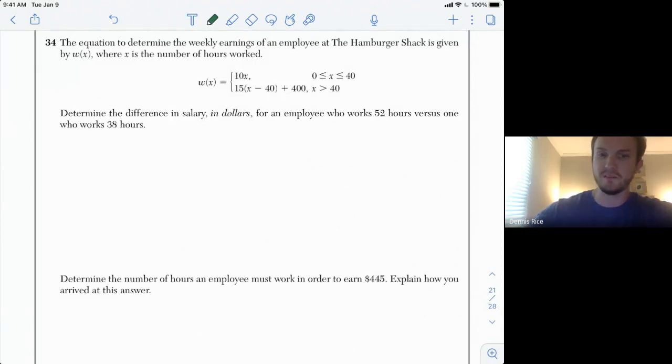Analyzing a piecewise function. You might even recognize this one. I think we saw this one. How many people are in here? 47. Wow.